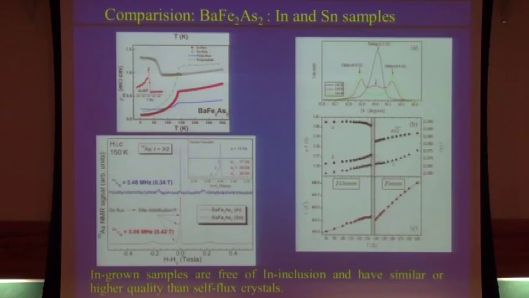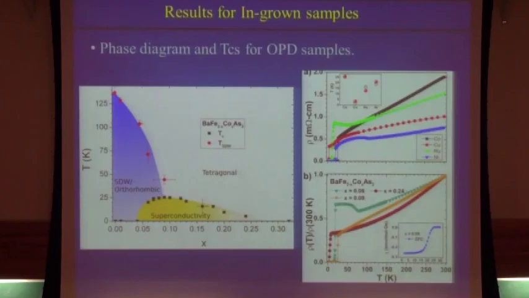And when you compare with tin, everybody knows that you can have tin inclusion. You can easily see it by NMR: you see here that you have different shoulders corresponding to different amounts of tin incorporated in the sample. And here is the X-ray as a function of temperature, just showing the tetragonal-to-orthorhombic transition. So we decided to use our indium-grown samples.